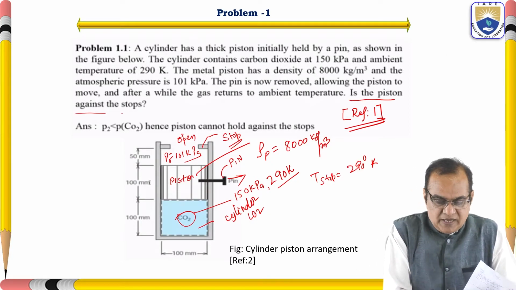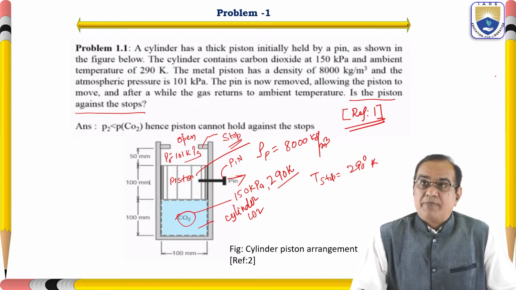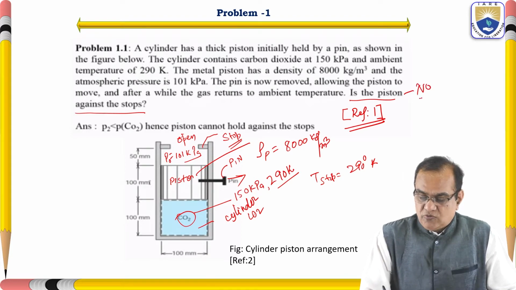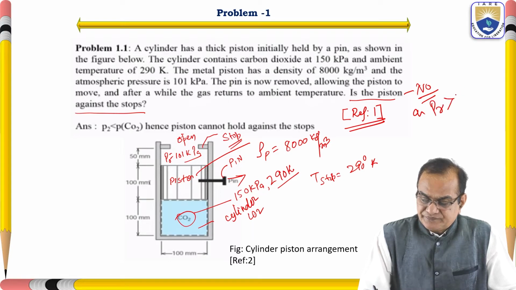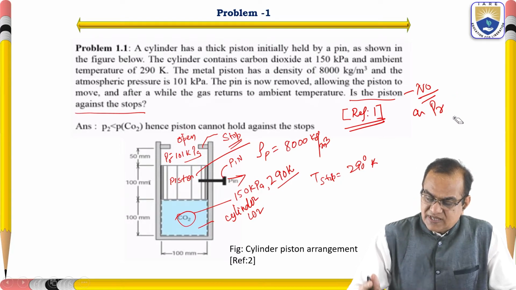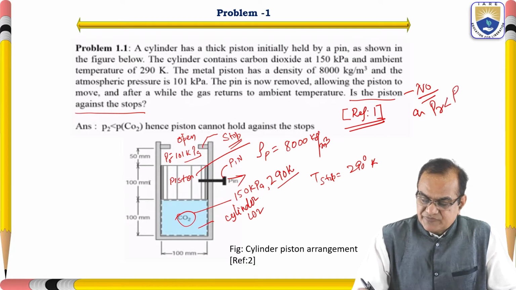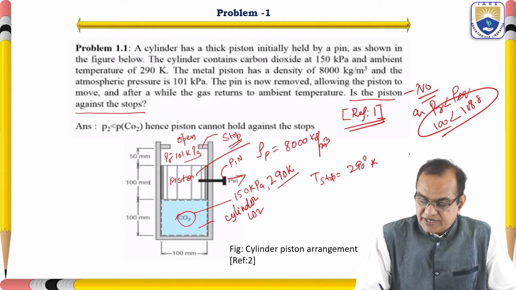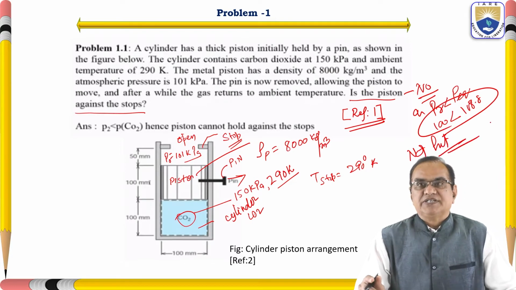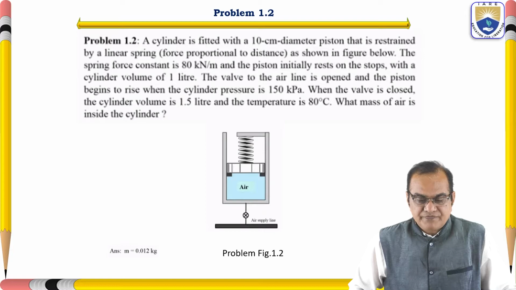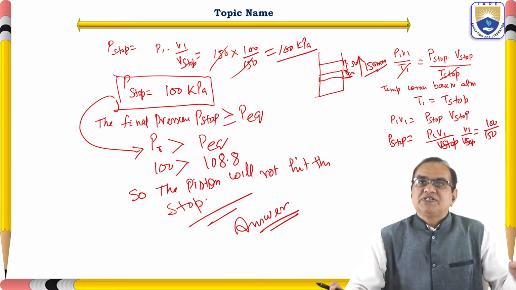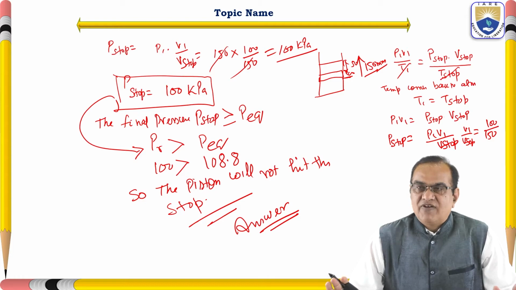Is the piston against the stop? So the answer is no, as P stop is less than the P equilibrium. Okay, so it is 100 and it is less than 108.8. So not hit. The answer is not hit. So that is the problem, and hope you have understood it very well.